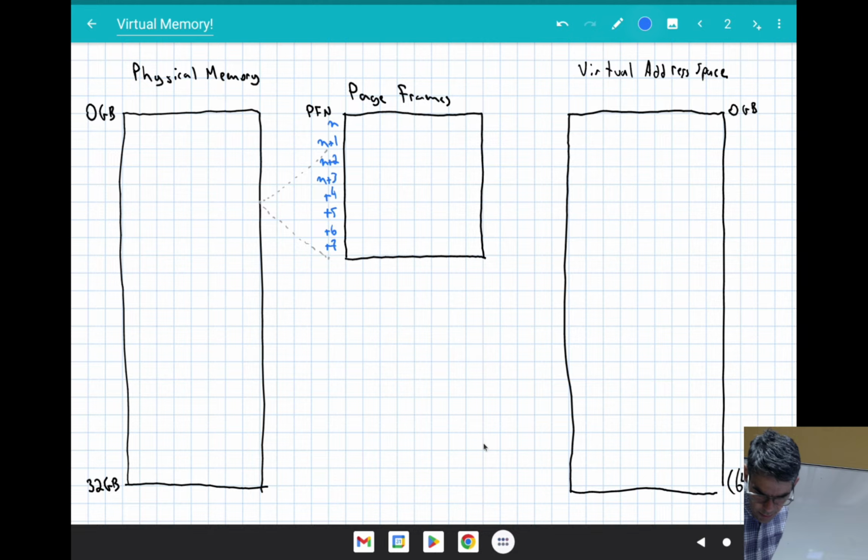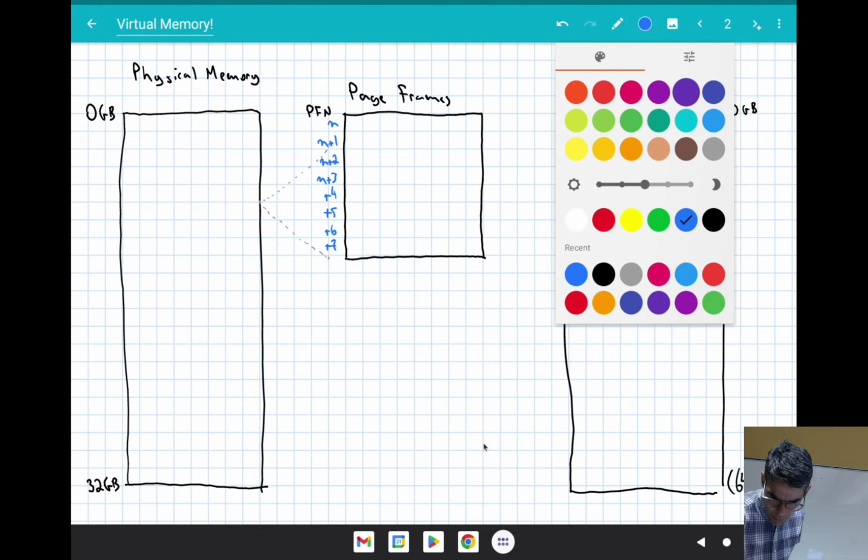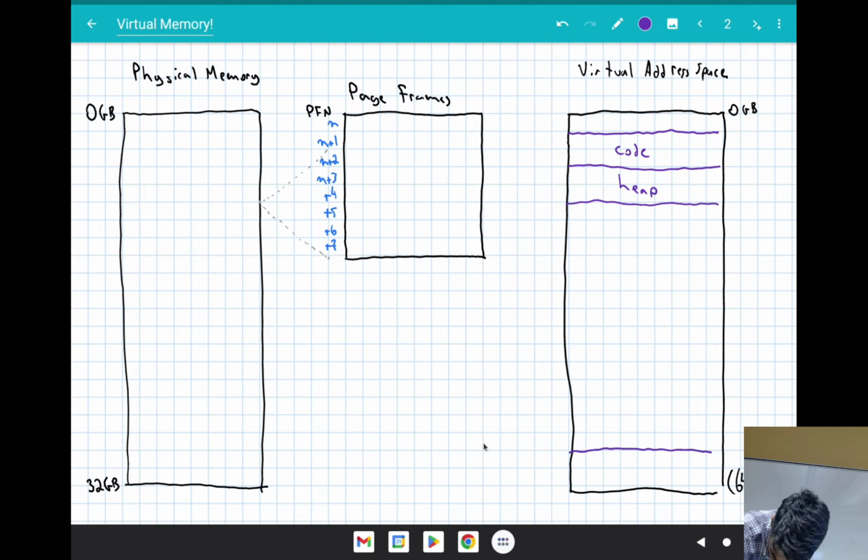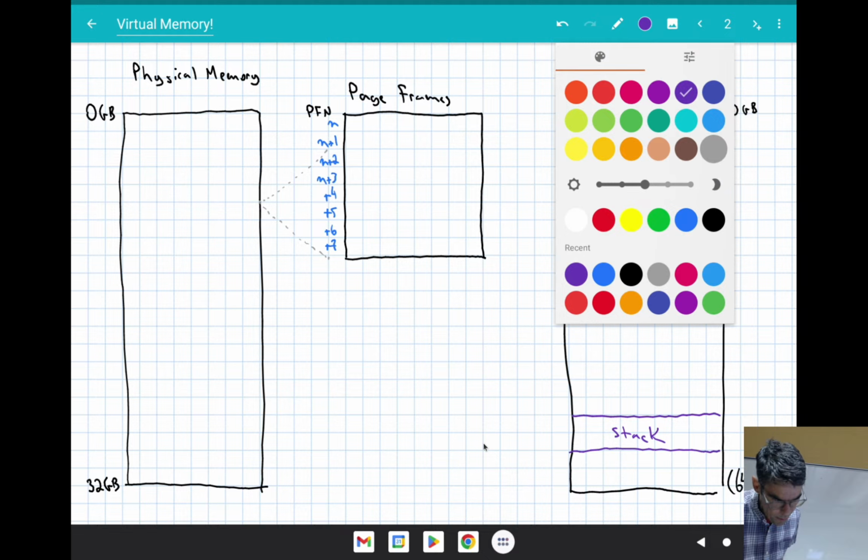In my virtual address space, I'm going to have the things that we would expect to have in a virtual address space. I'm going to have a code section. I'm going to mark that up here. We're going to have a heap. And we're going to have a stack way down here. I'm going to take my virtual address space, and I'm also going to partition that.